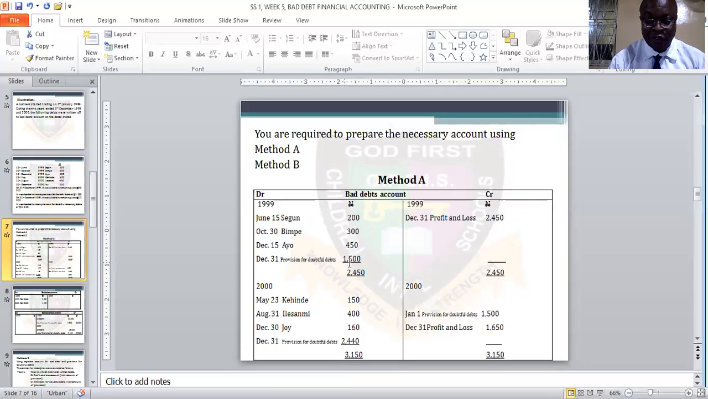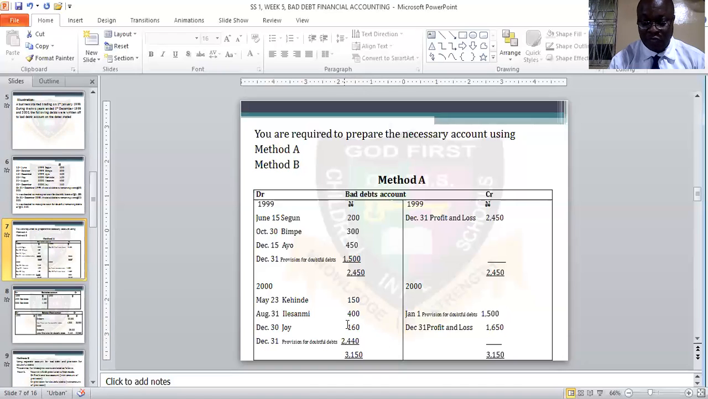Our provision of doubtful debt is 1,500. That will give us 2,450 naira for the year 2000: Kinde 150, Ilesami 450, then Joy 160 naira. Then the provision of bad debt that we have from the previous year, which is 1,500, will be the first to be transferred to the subsequent year. That's 1,500 naira. Then provision for bad debt for that year is 2,440.